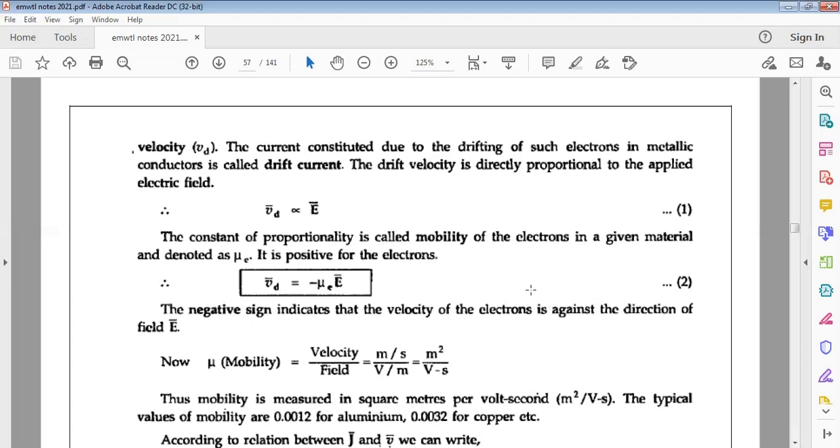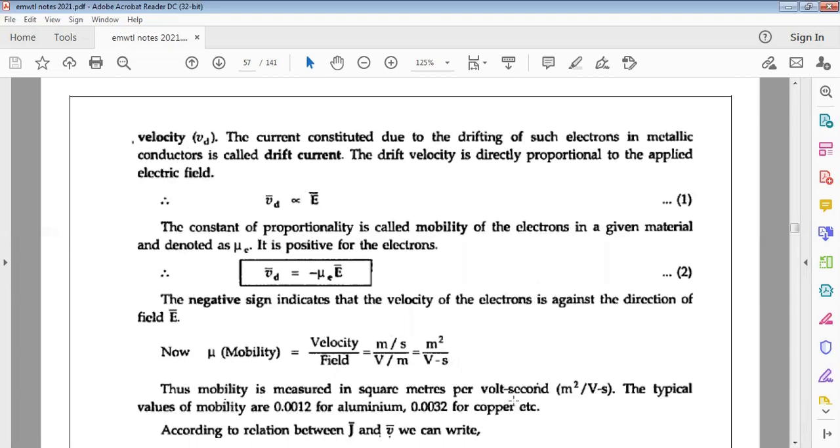The negative sign indicates the velocity of electrons is against the direction of the electric field. So that is a negative sign here. The drift velocity Vd bar is equal to minus mu_e into E bar. The mobility is velocity per field. Velocity is in meters per second and the field is in volts per meter, so it becomes meter square per volt second. The mobility is measured in square meters per volt second. Typical values are 0.0012 for aluminum and 0.0032 for copper.